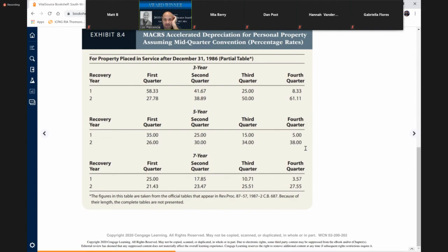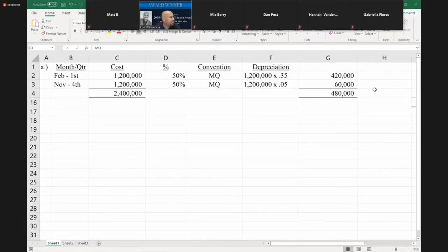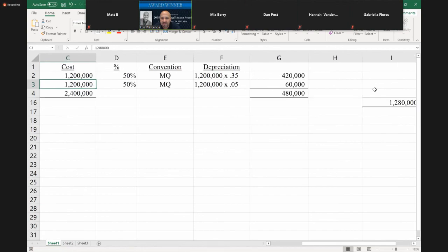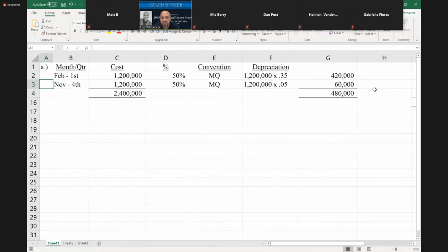Keep in mind, it depends on which one. The one placed in service in February is 35%, which is $420,000. The one placed in service in the last quarter is 5%, and then we get $60,000. So total depreciation is $480,000. Any questions so far on this part? No questions? All right, that answers question A.